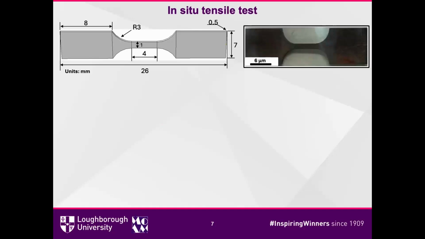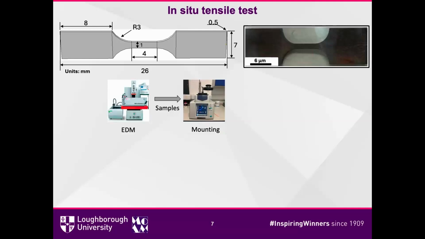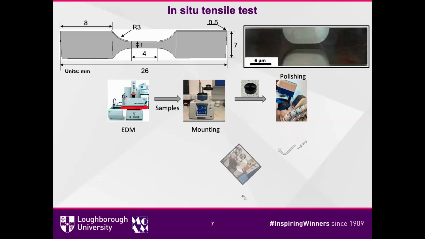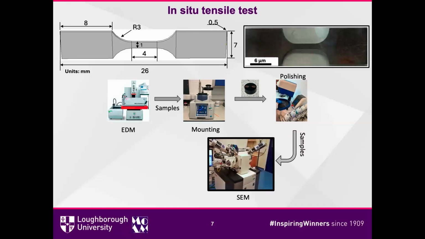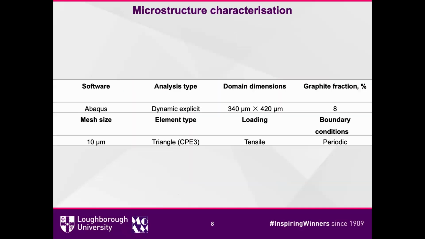This is our in situ tensile test specimen, and you see it's very thin, only 0.5 millimeter. First of all, we put it into the EDM machine to cut it from the cast iron bar, then we mount it for better polishing, and then we polish it. After that, we put it into the SEM, and finally we got the micro cracks of our CGI.